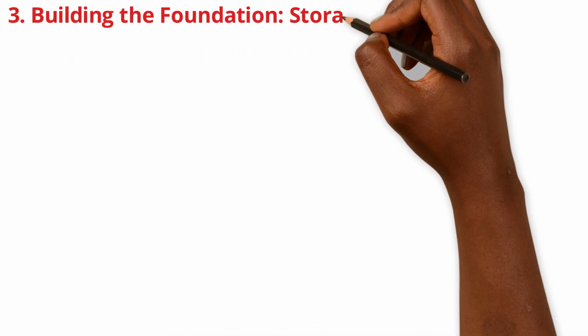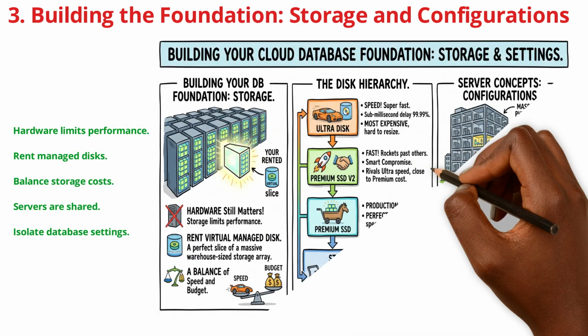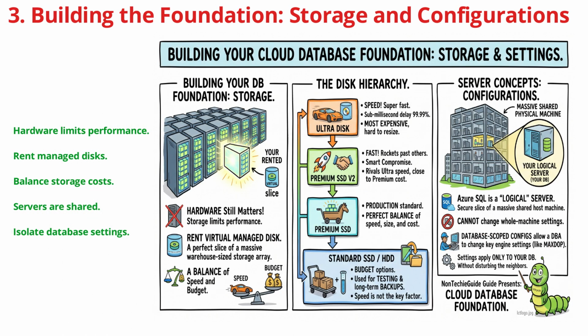No matter how intelligent your database software is, performance is ultimately limited by your storage foundation. In the cloud, you do not buy physical hardware. You rent virtual slices of massive storage arrays called managed disks. You must carefully balance blazing speed against your budget, choosing from top-tier Ultra disks down to standard backup drives. Because Azure SQL operates on shared physical machines, you rely on database-scoped configurations. This allows you to safely adjust specific engine settings without ever disturbing your digital neighbors.